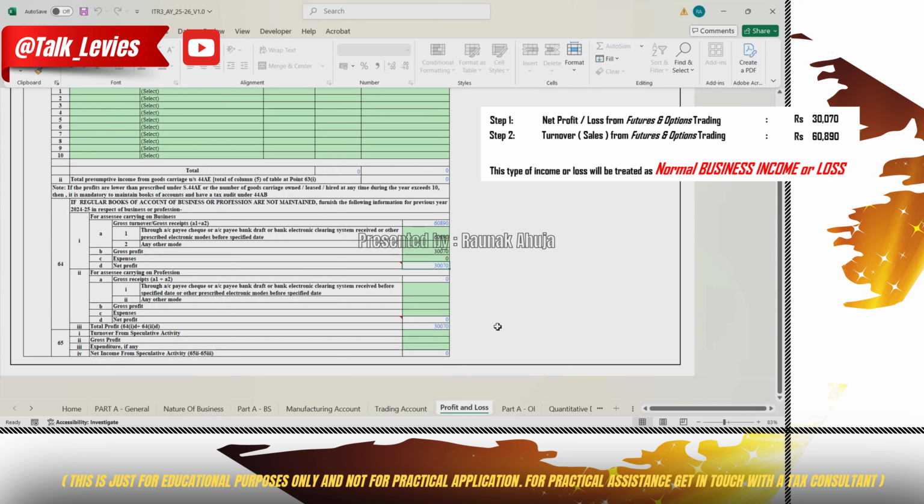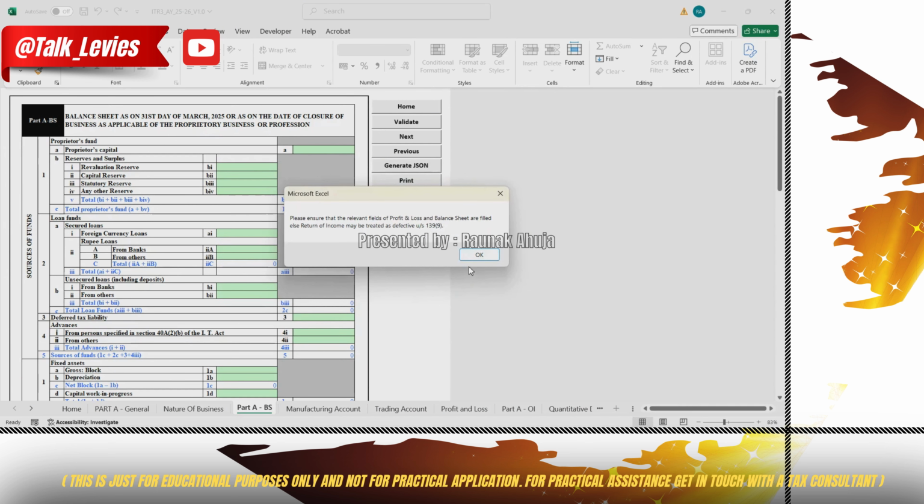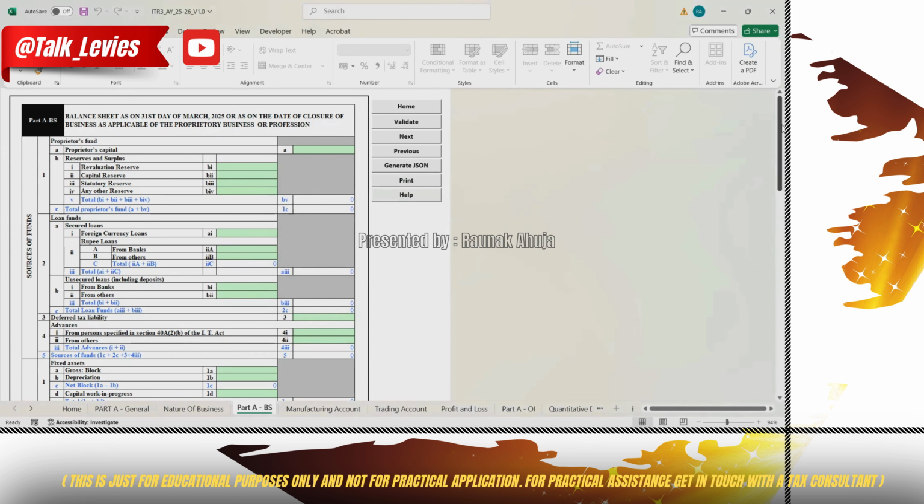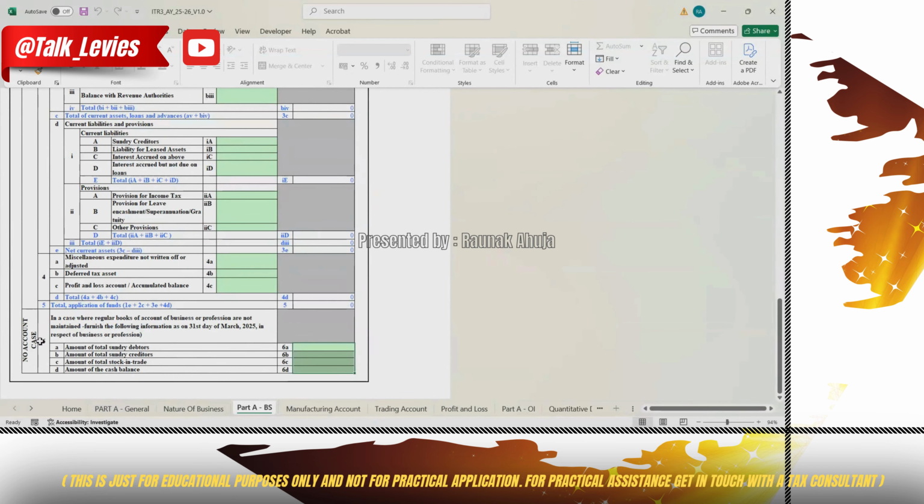After filling in this schedule, move to part A of the balance sheet schedule, that is this one. And since you're not maintaining the proper books of accounts with respect to futures and options trading, scroll to the bottom and fill in serial number 6. Fill in all the details that are mentioned in serial number 6. That is, do not leave it blank. If there are no other details, insert 0. So this is how we show incomes or losses earned from the futures and options trading in case you do not maintain the proper books of accounts.